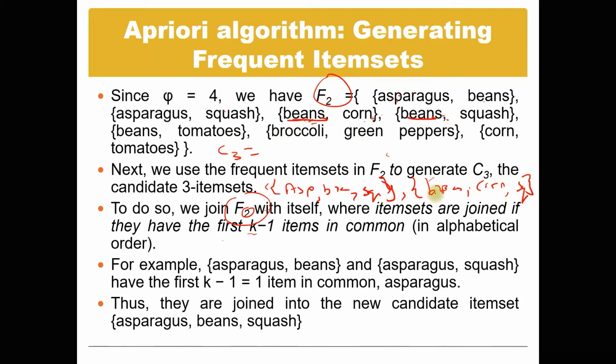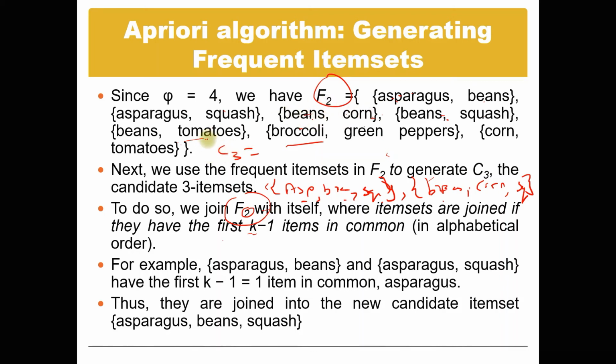The next is, this is done. Now you have again bean, bean, tomato. Again, bean comes in common first. So in other words, you can now join bean, corn, and tomato together. But then for broccoli, unfortunately, you won't have anything else. So, in the end, our C3 will consist of 3 elements, which would be asparagus, bean, squash; bean, corn, squash; bean, corn, tomato.